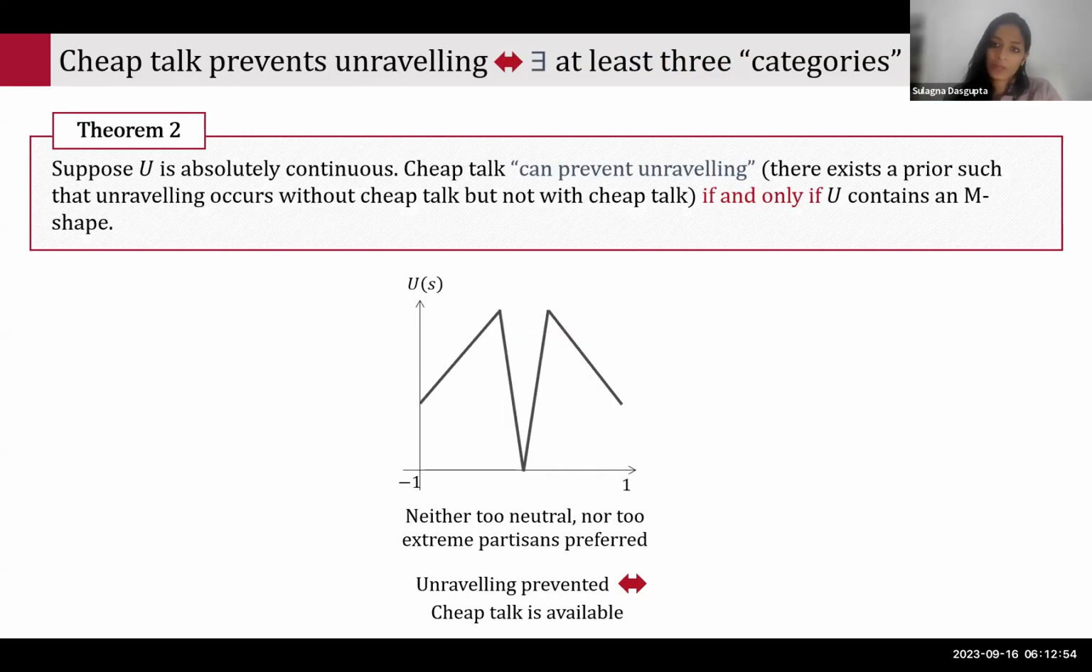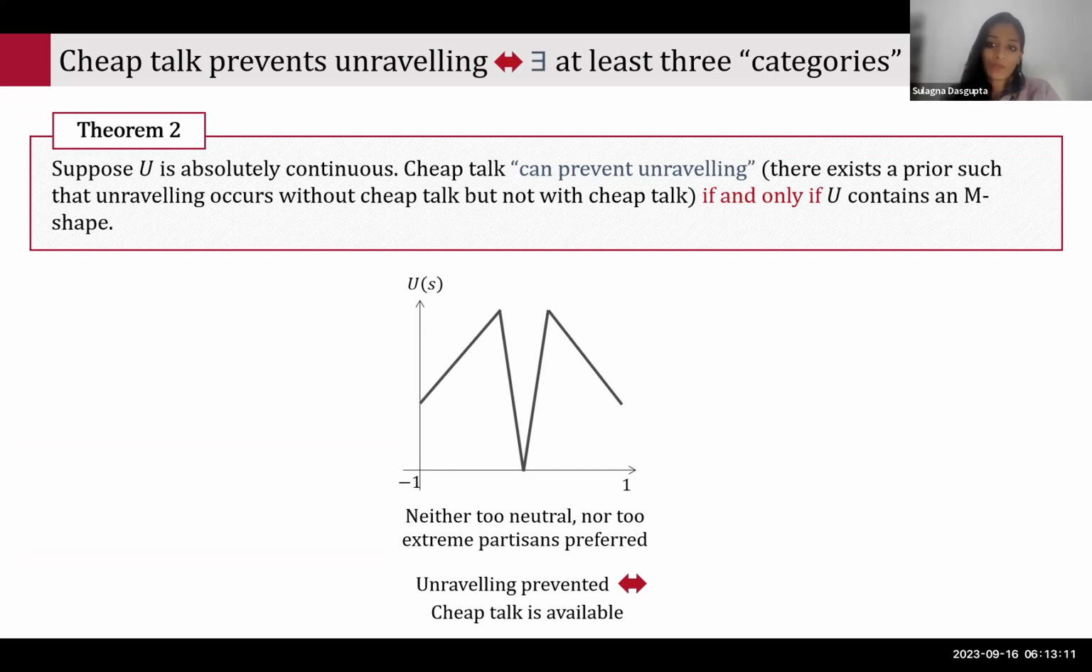As before, this example also generalizes. So cheap talk can prevent unraveling, by which I mean that there exists a prior such that unraveling occurs without cheap talk, but not with cheap talk, if and only if the payoff function contains what I call an M shape, which I'll define in a moment.